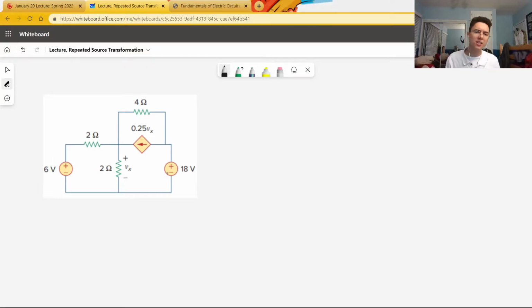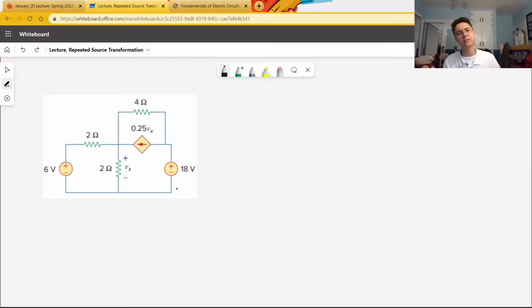We can use source transformation to determine the value of something we need in a circuit by repeatedly source transforming until our circuit is extremely simple. Before we go into the circuit, I wanted to point out this dependent element. This dependent element creates a current based on the value of some other part of the circuit.